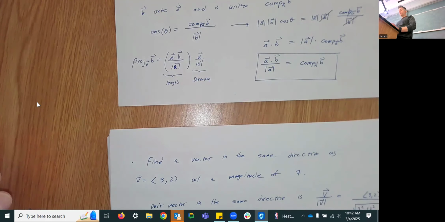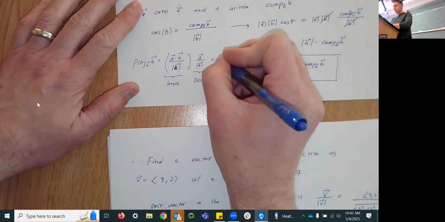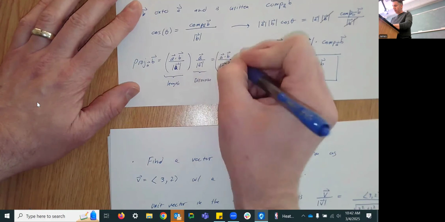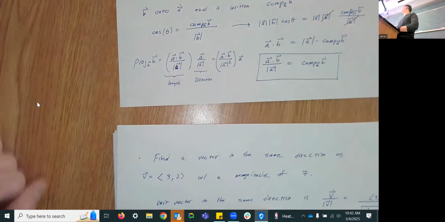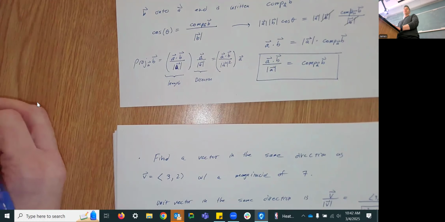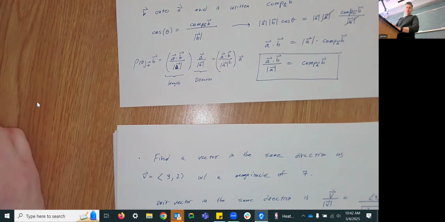And then I'll point out, most people usually write this as A dot B divided by the magnitude of A squared, all multiplied by the vector A. Or some people, me mostly, like to write it as A dot B divided by A dot A, all times the vector A. But that's your projection formula. It's probably something you should memorize, unless he says you don't need to.